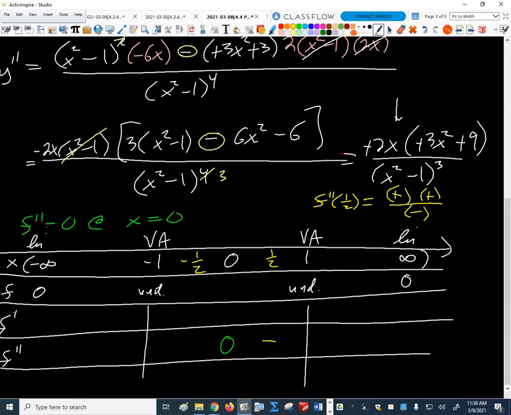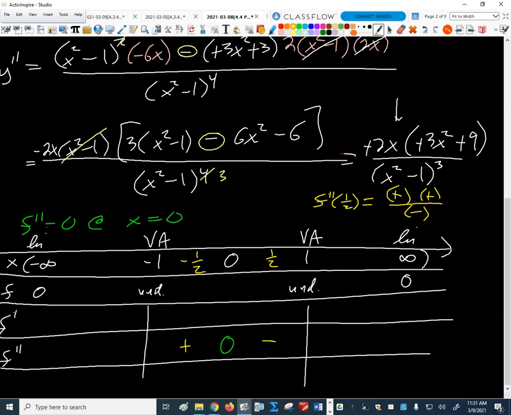What about at -1/2? If I did the same thing at -1/2, the bottom is going to stay negative, isn't it? That factor is always positive, but this one becomes negative. So it's going to look like that. So it does change concavity at 0.